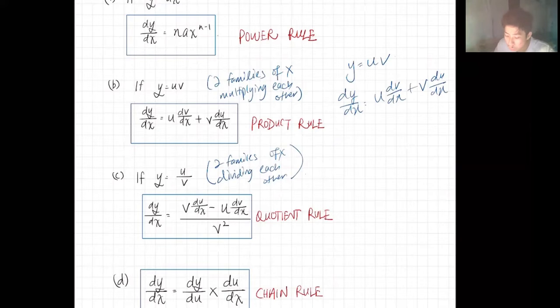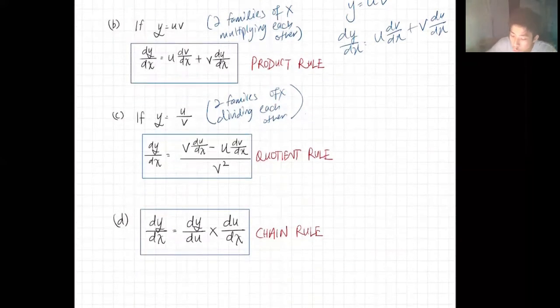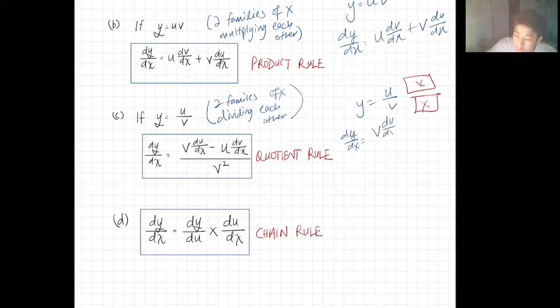So for today's video, we will be doing the quotient rule, when you have y equals u divided by v. u is a function of x. Basically, each of them is a family of x. When you have a family of x dividing with a family of x, what you do is dy dx equals v, you copy the second one, then you times the differentiated first one, v du dx minus u dv dx. Then you divide with v squared. This is the new formula.